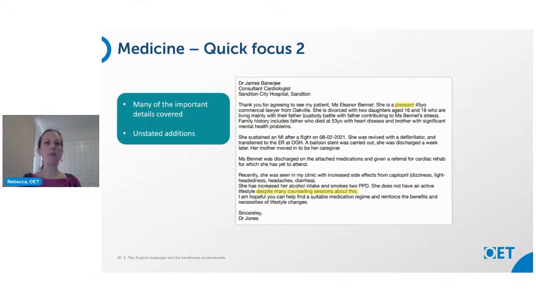Another addition is that the patient has had many counselling sessions about her lack of active lifestyle, and this also wasn't said in the case notes. So the tip here is everything you need to communicate is provided for you in the case notes. You don't need to add any additional details.